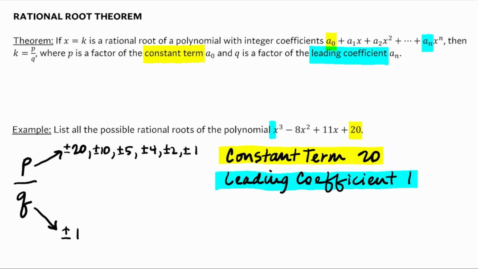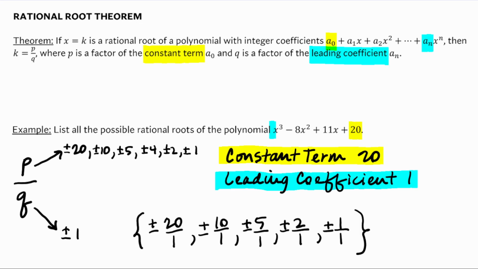So I would say these are my possible rational roots. Okay, so plus or minus 20 over 1, plus or minus 10 over 1, plus or minus 5 over 1, plus or minus 2 over 1, or plus or minus 1 over 1.